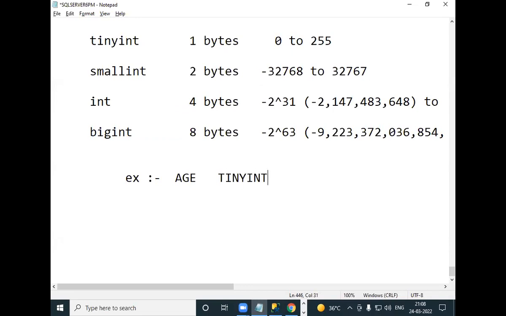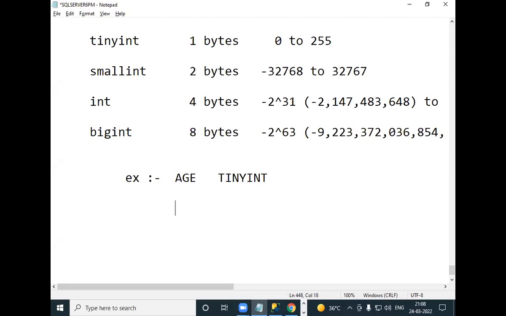Why am I taking tiny int? Because age cannot be more than 255, and age will not be negative also. Age will always be positive.